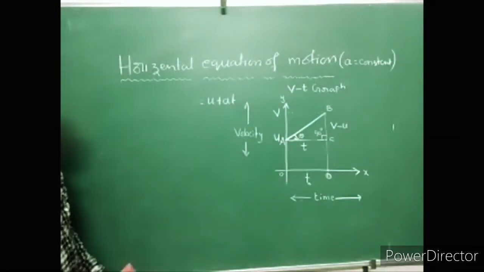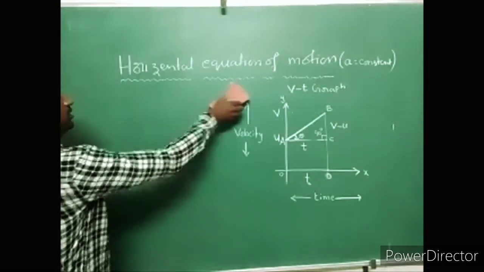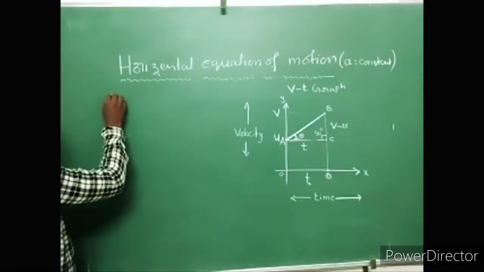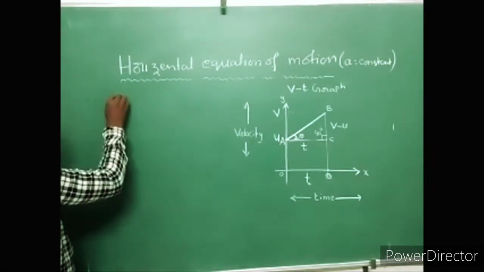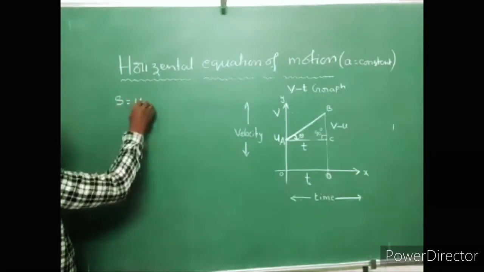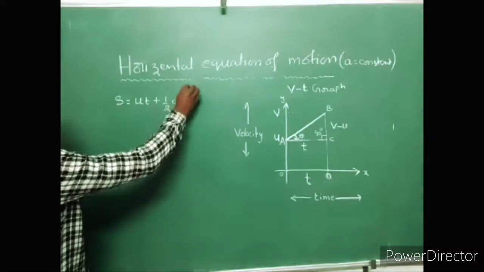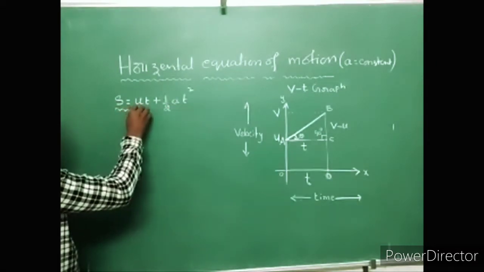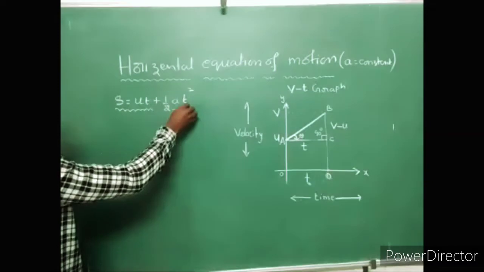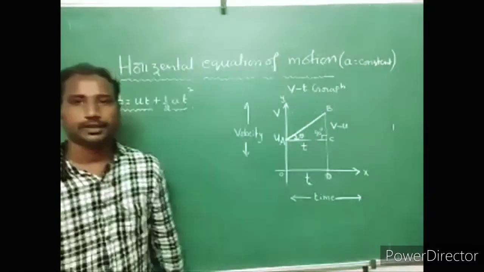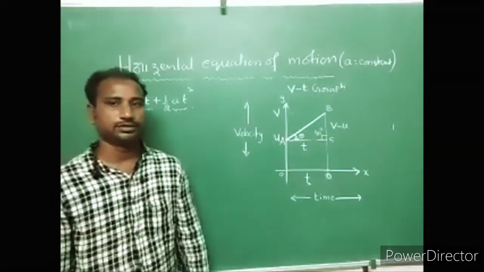Okay, next we have to derive the second equation of motion. What is the second equation of motion? S equal to ut plus half at square. It represents the second equation of motion. We have to derive it with the help of the graph. Same graph only we have to use.